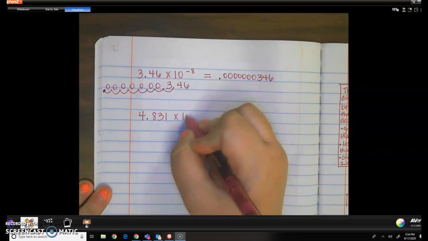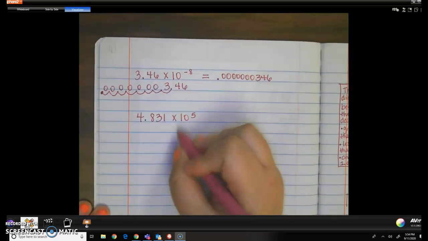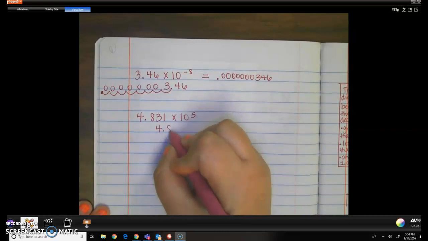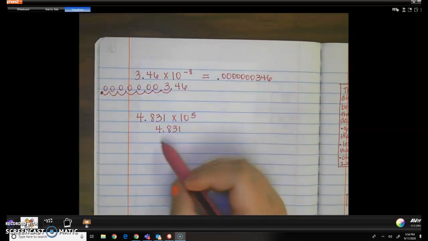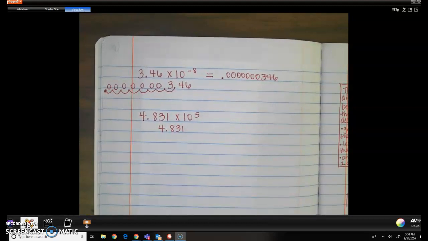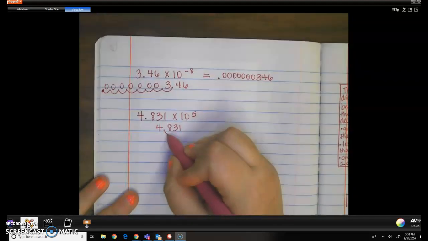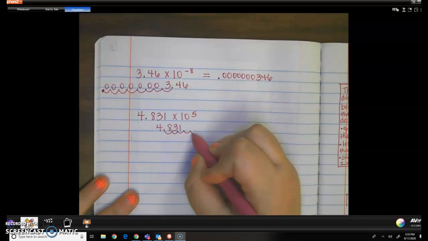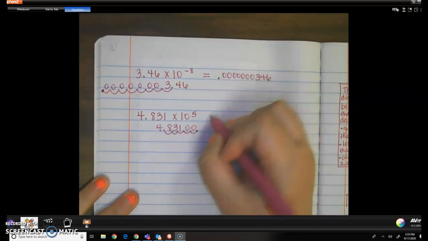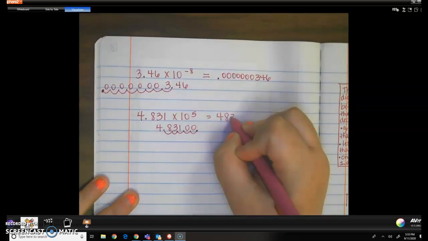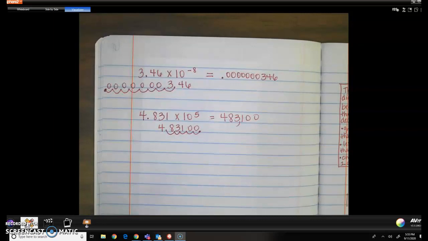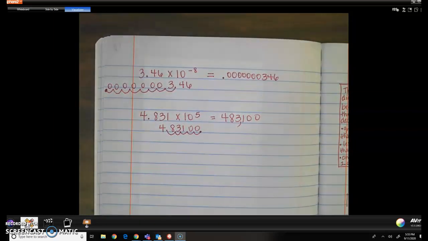4.831 times 10 to the 5th power. Sorry. So 4.831. It is a positive, so I'm going to move it to the right. I always think of it, it's the right thing to be positive. When we have a positive attitude, that is right. So it's positive, so we move it to the right. 1, 2, 3, 4, 5. Plug in zeros. So this number is 483,100. Okay, so that's what it looks like to go from a negative and then a positive.